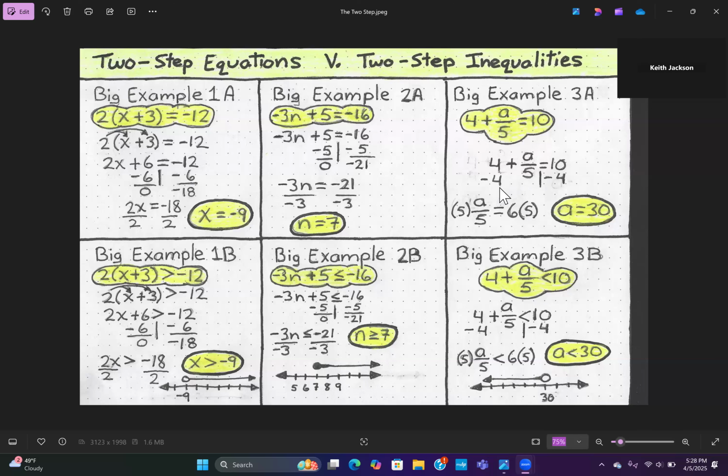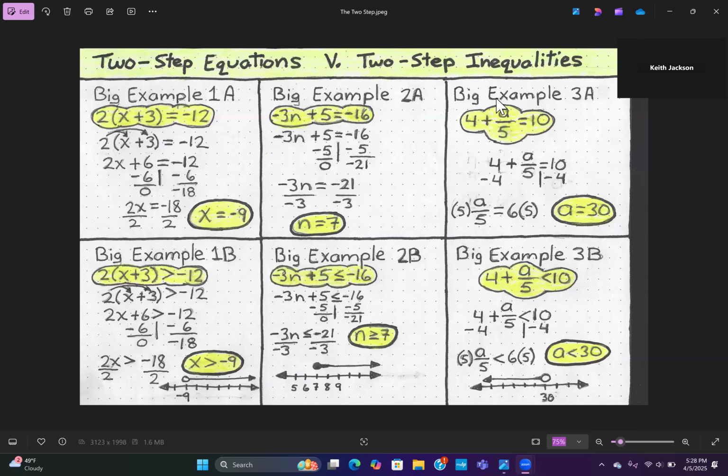Now let's move on to big example 3a, which will have 4 plus a divided by 5 is equal to 10. And so what we're going to do, we're going to isolate the variable, which is a, and we're going to do that by doing the opposite of +4 by subtracting 4 from both sides. And so when we do that, we are going to get a over 5 is equal to 6. But of course, we're going to multiply both sides by the denominator, which is 5. So 5 times a over 5 will give us a because the 5's cancel themselves out, while 6 times 5 will give us 30. And that lets us know that a is equal to 30.